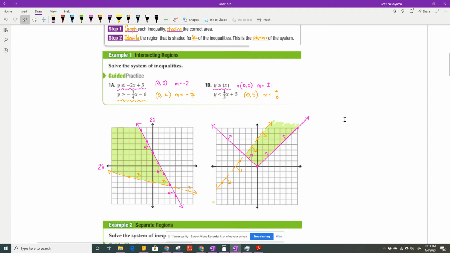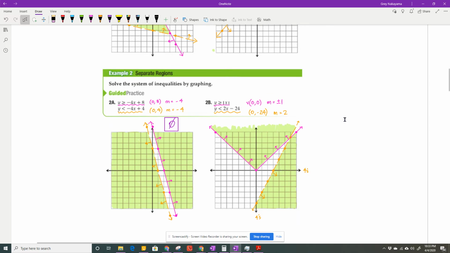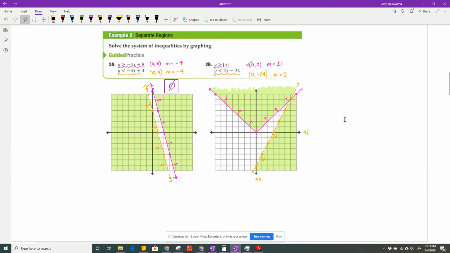Okay, sometimes when you graph two inequalities, they actually have no overlap. So in this case, and I didn't write it on that one, but I will. This first one, 2a, if you can see, the lines have the same slope, but they have different y-intercepts. And for that reason, when we shade, there is no overlapping region, so it is no solution.